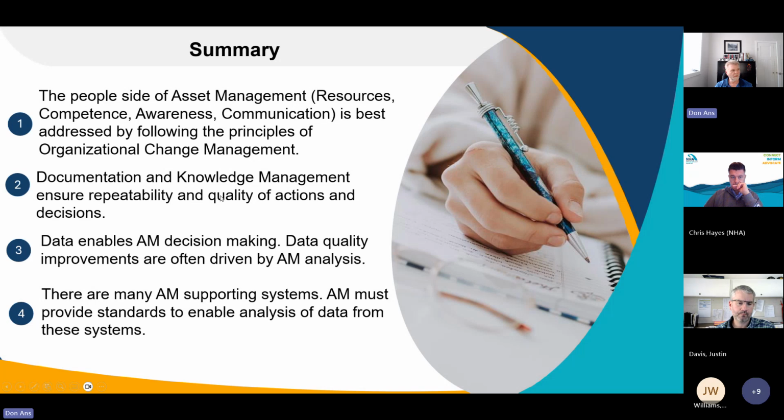Documentation and knowledge management ensure repeatability and quality of actions and decisions. And then the data, that second cornerstone, enables the AM decision making. So we talked about all of those systems that your asset management data is in and how you have to make sure that it's consistent and can be tied back to your assets. And there are many asset management supporting systems, and asset management has to provide the standards to enable analysis of data.